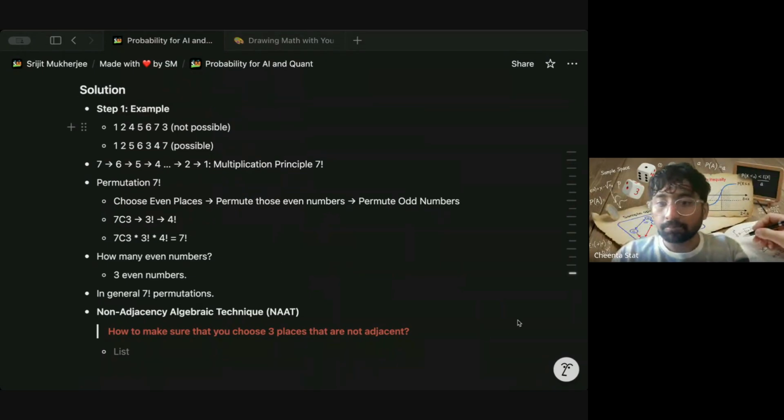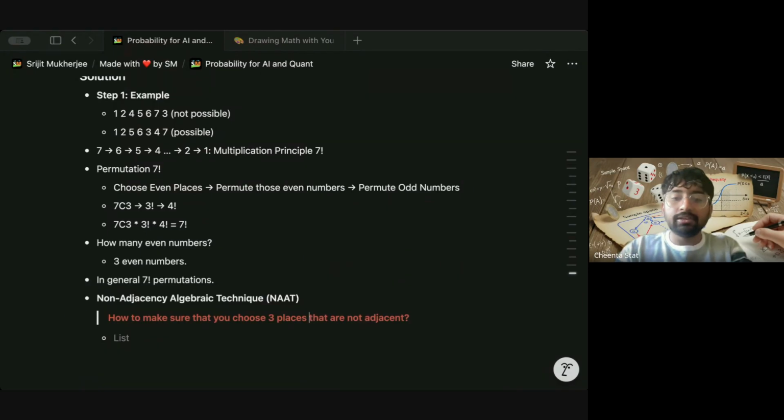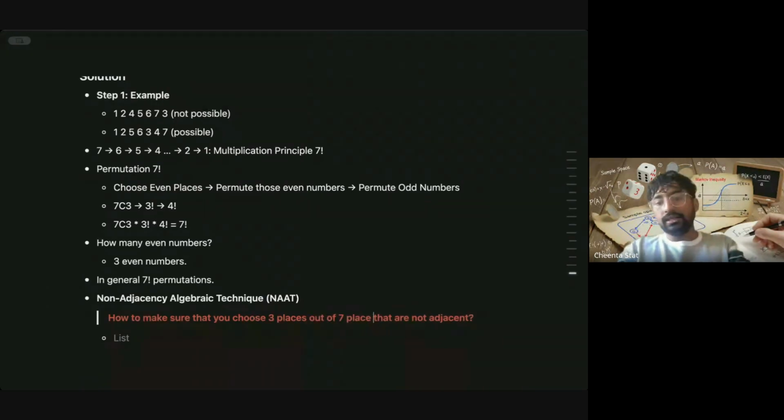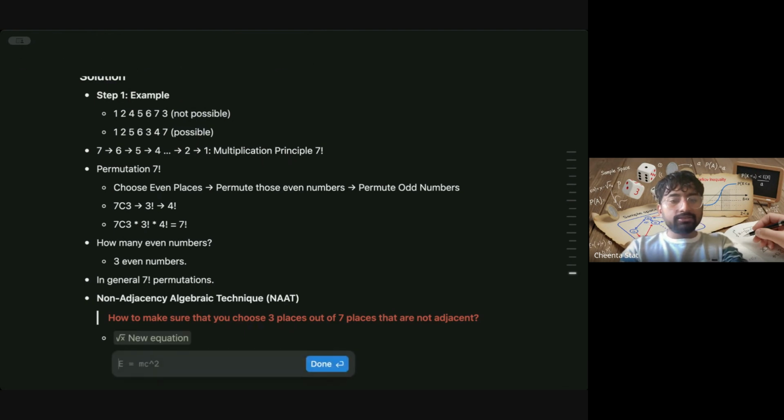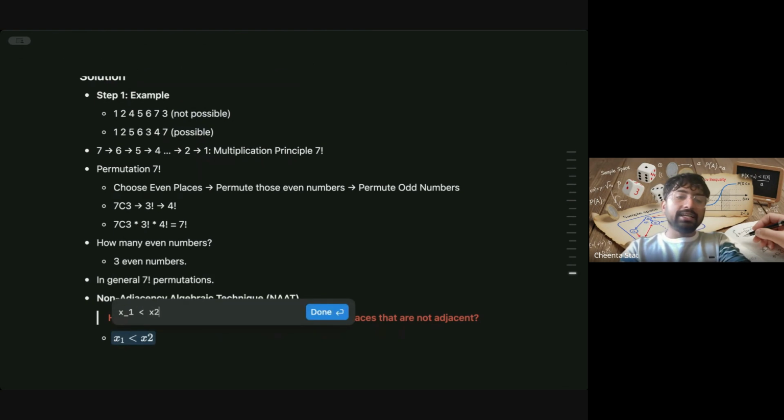Now the question comes: how to choose three places out of seven places that are not adjacent. This is where we use the NAT technique, the non-adjacency algebraic technique. Why is it called algebraic? Because of how we choose places. Let's say we choose three places out of seven, or three places out of 10, like 4, 5, and 9. So we have some x1 less than x2 less than x3.